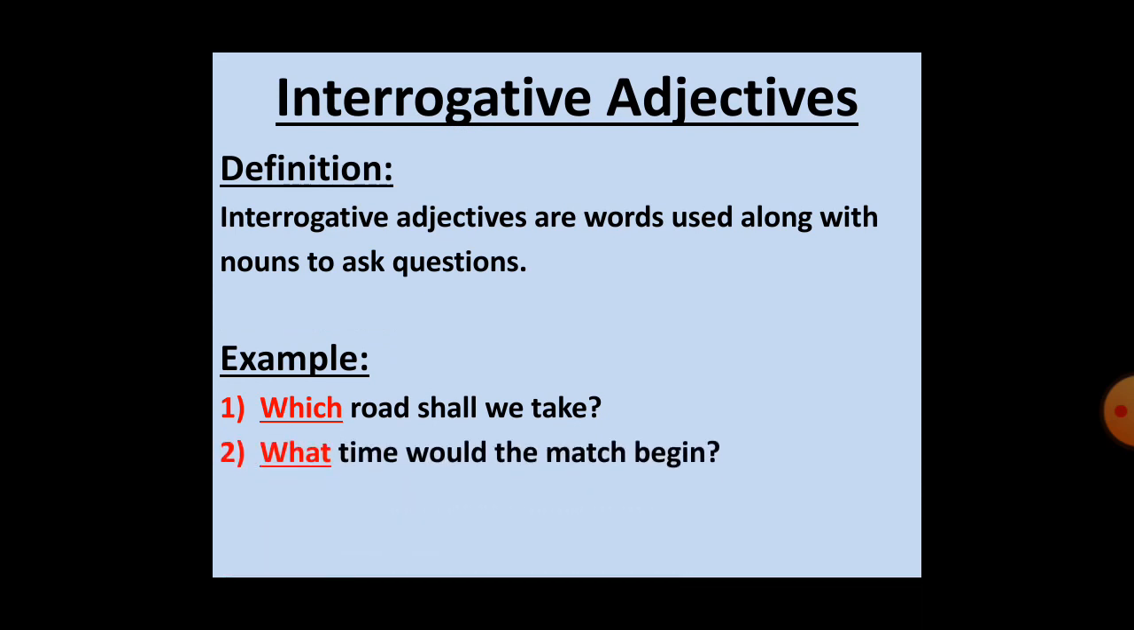In the second example, what time would the match begin? So what shows what? Interrogative adjective. And whose car is this? Okay students, in all three examples you see some noun after the interrogative words.